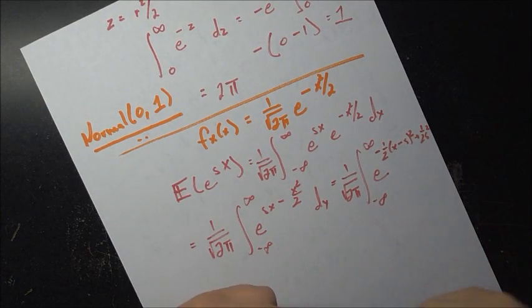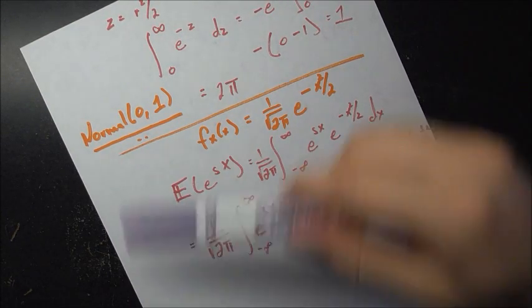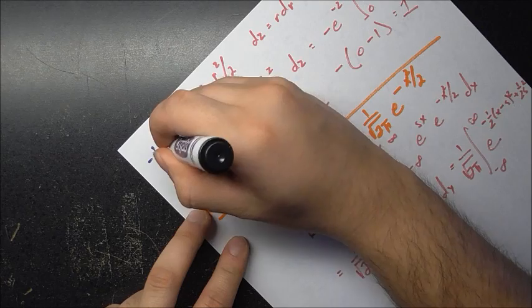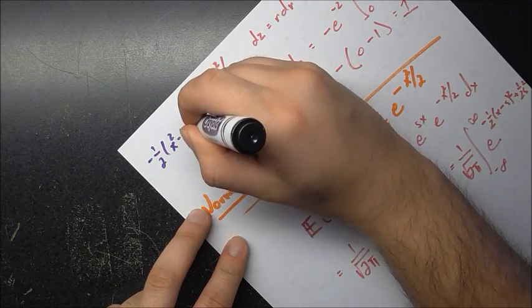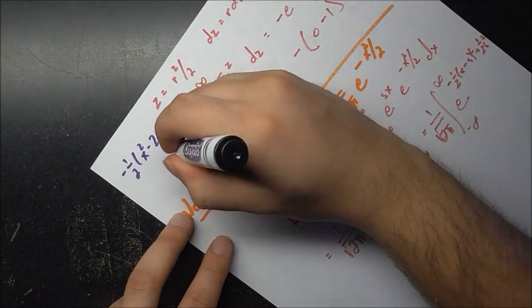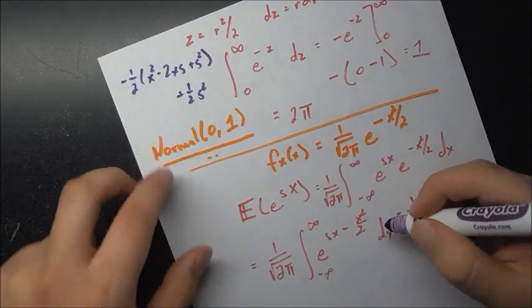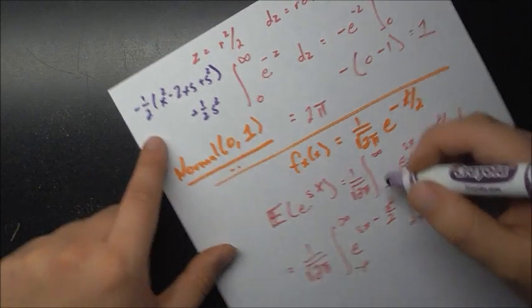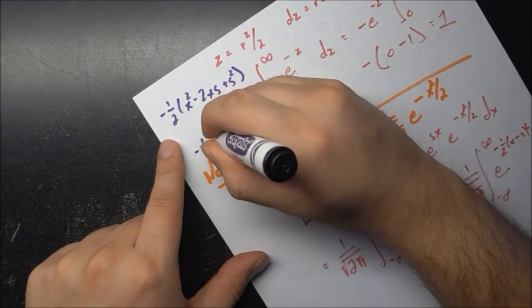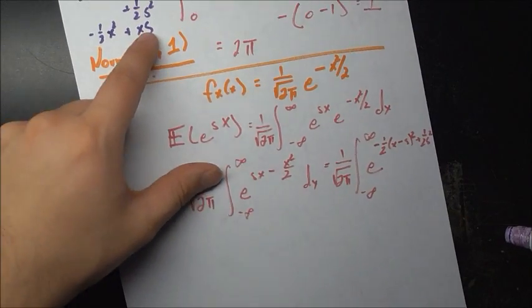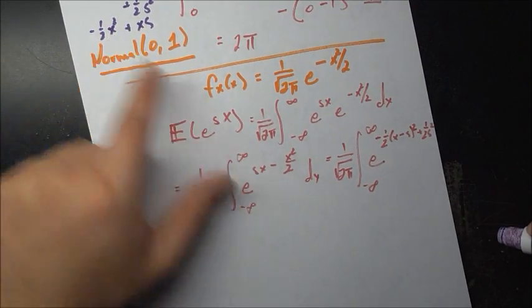Let's make sure this is correct. So if we expand this, actually let's do the expansion maybe up in this corner right here. So if we have minus 1/2 (x minus s) squared, that expands to negative 1/2 x squared minus 2xs plus s squared, and then we have that plus 1/2 s squared. So we see right off the bat, this negative 1/2 s squared and this plus 1/2 s squared cancel. So all we're left with is just this minus 1/2 x squared plus xs, and that we see is exactly what we have here. We have this sx minus 1/2 x squared.